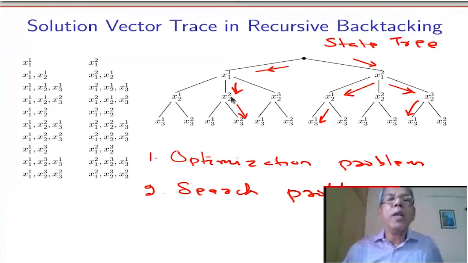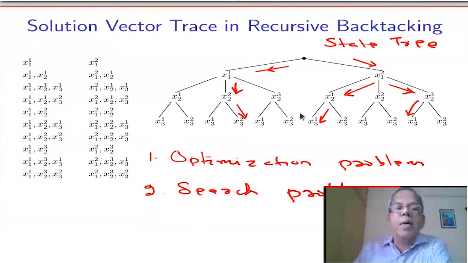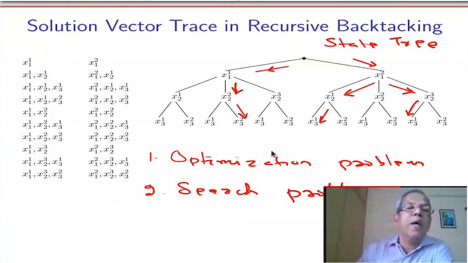On the other hand, if it is a search problem, suppose x11, x22, x32 satisfies the constraints. As soon as we have found a solution which satisfies the constraints, we can immediately terminate. There is no need to continue traversing the state tree. So note the difference between how the state tree is traversed for solving a search problem, and how it is traversed for solving the optimization problem.